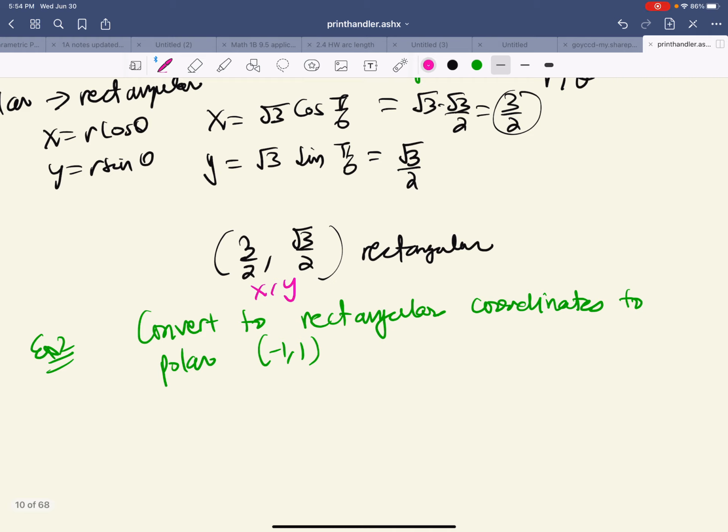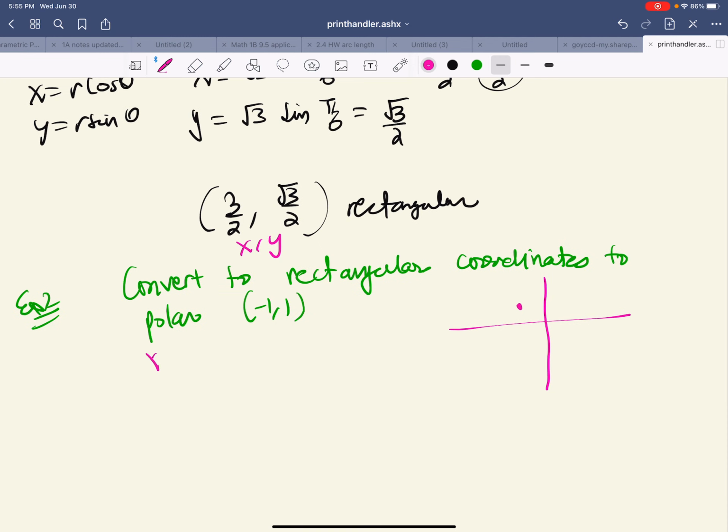Next, we're going to convert rectangular coordinates to polar coordinates. Again, it's very important to plot the point and see in which quadrant you are. That's going to affect your angle, because when you do the tangent inverse, you only get the reference angle. So you want to think about which quadrant you are in to get the exact angle. x is -1, y is 1. I'm going to be about here, in the second quadrant.